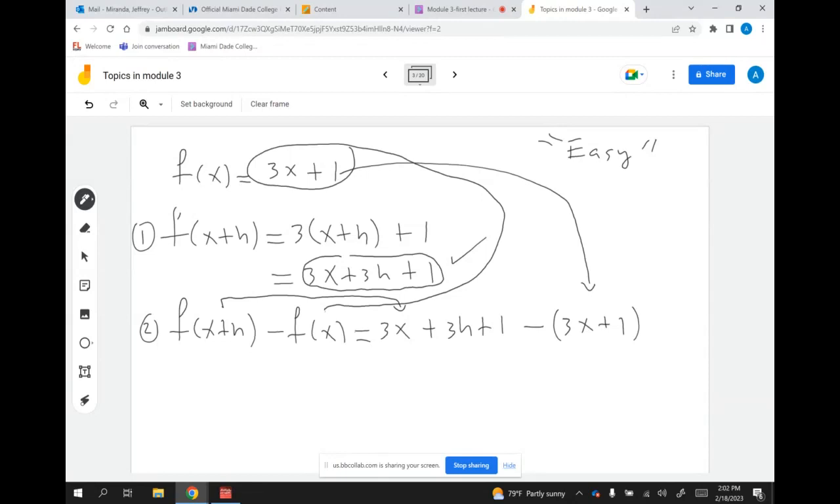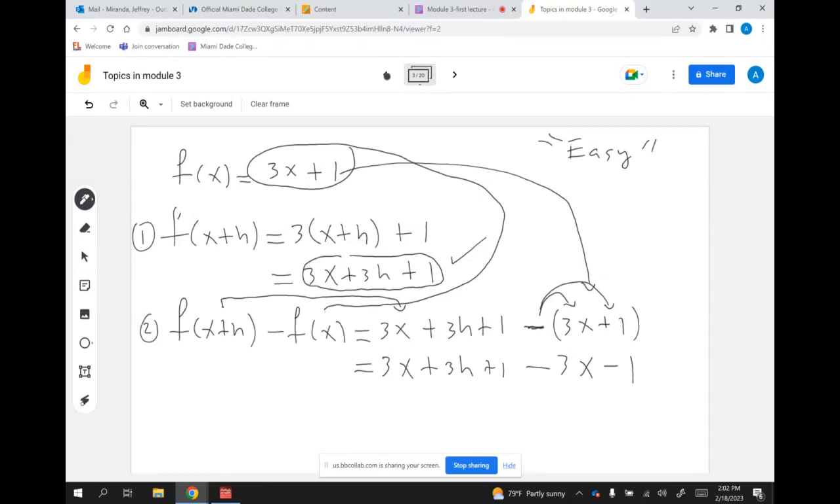Plus 1. You see? That is step 2. Now I'm going to distribute this negative throughout, and then I'm going to combine like terms. Okay? So I'm going to rewrite this: 3x plus 3h plus 1 minus 3x minus 1.